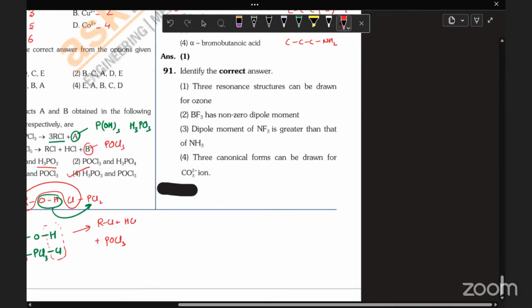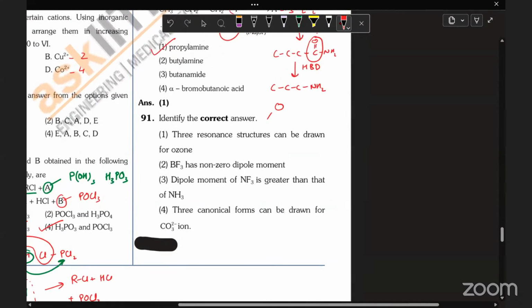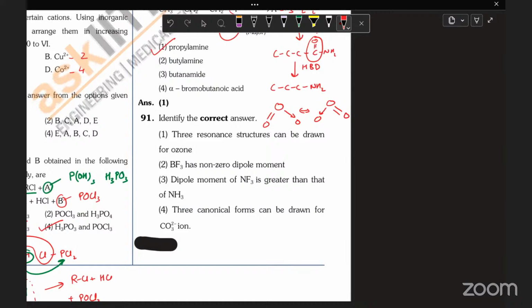So identify the correct answer. 3 resonance structures can be drawn for ozone. Is it 3? It's there in the NCERT. It is not 3. It is basically 2 resonating structures, right? That's how we draw it. So incorrect. We have to find the correct one. BF3 has non-zero dipole moment. BF3 is a trigonal planar, symmetric molecule. All the vectors will cancel out. It is 0. It is also incorrect.